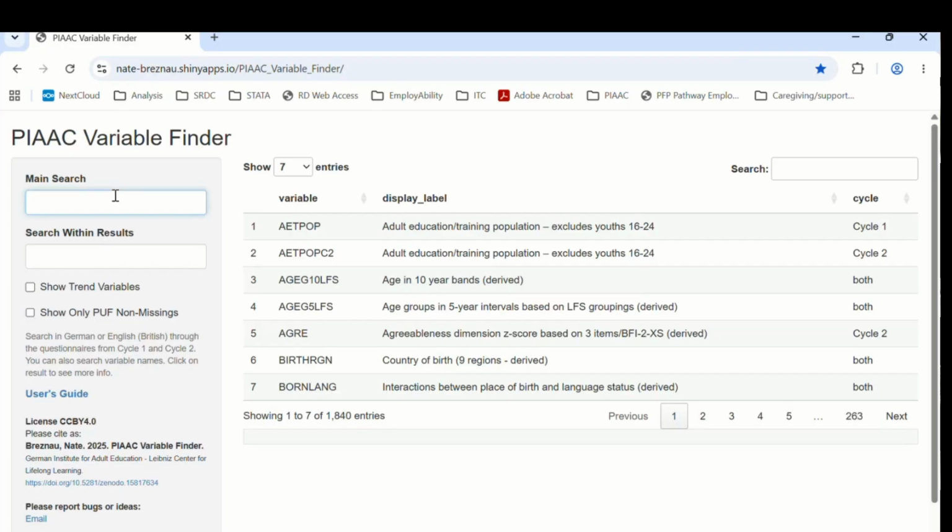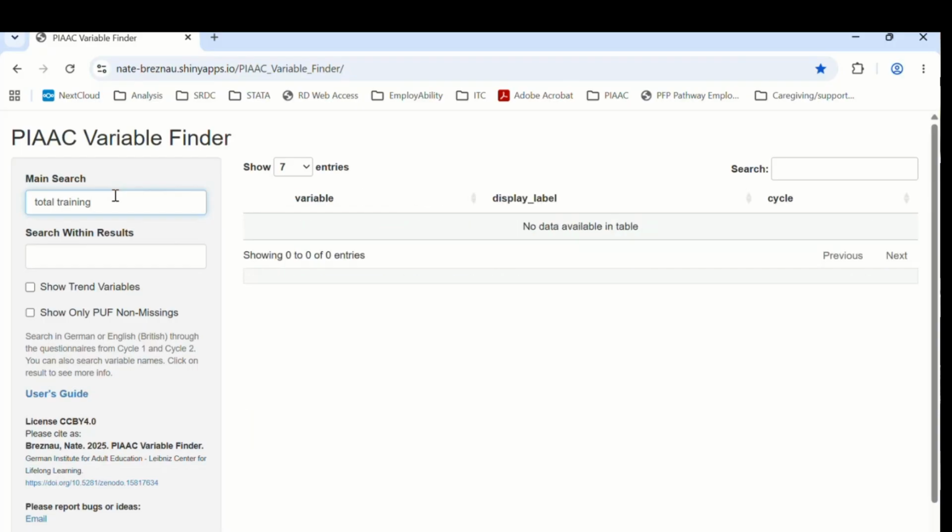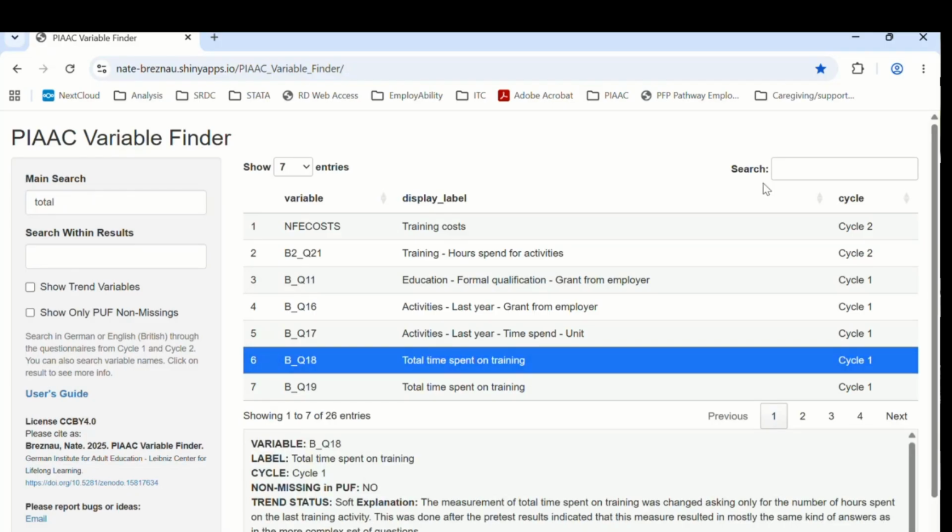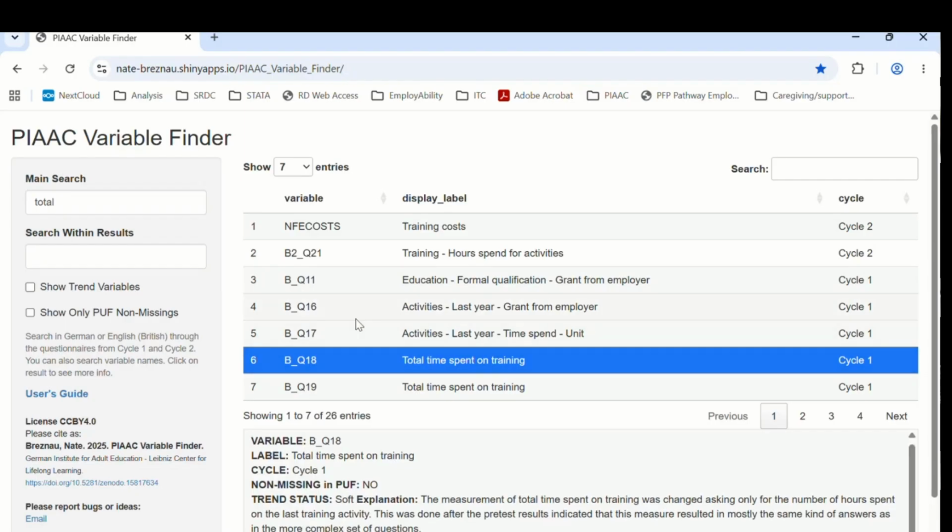So for example, let's say you want to search total time spent on training, and I'll say this is in cycle 1. It'll say the trend status is soft because the total time spent on training was changed. One thing: the PIAAC variable finder uses soft to refer to both adapted variables and softly trending ones to cycle 2. So that includes both ones with small changes and ones that are kind of a different variable.